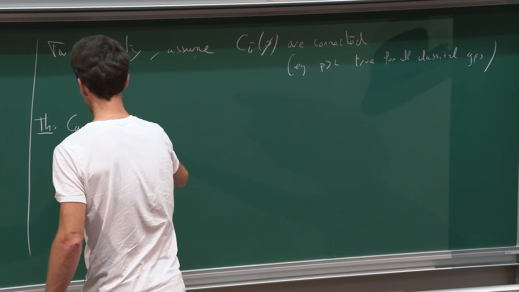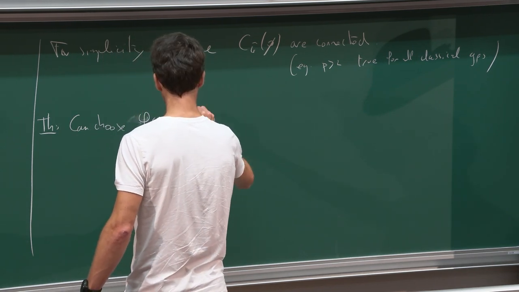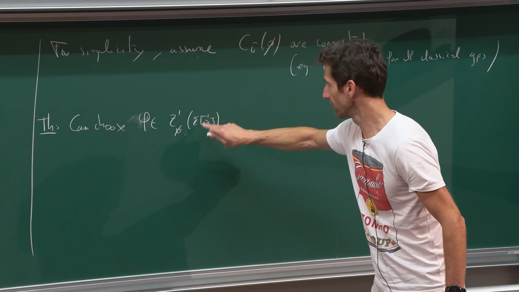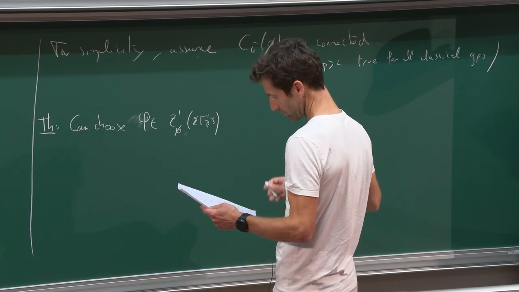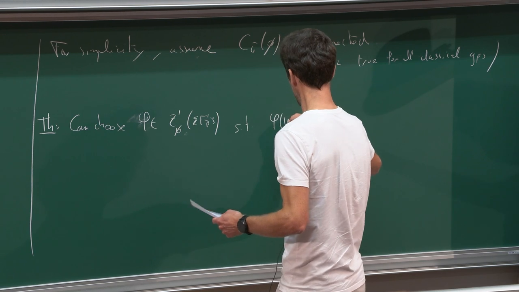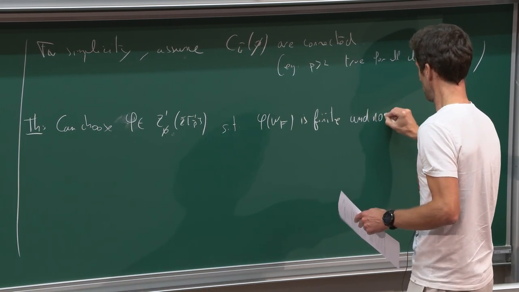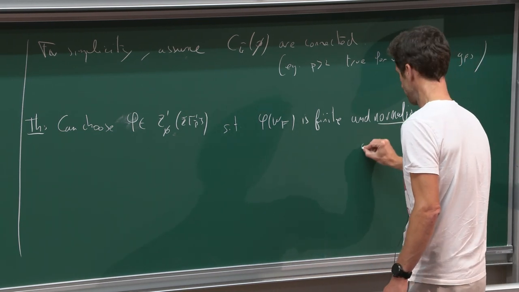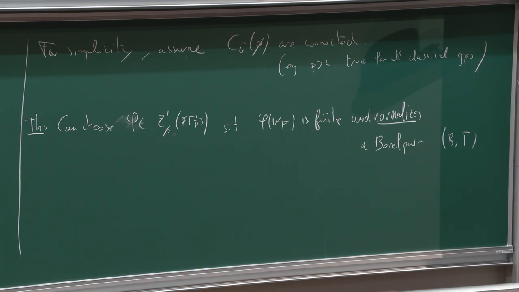is that we can choose, not only there exists one, but we can choose phi, an extension of this phi valued in Z-bar_l over p, such that we have the following properties: such that phi of WF is finite, and it normalizes a Borel pair. So a Borel pair means a Borel with a torus. Okay, so that's the best we can do at the moment in general.